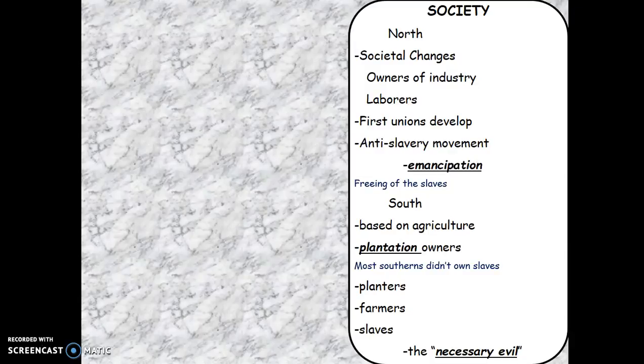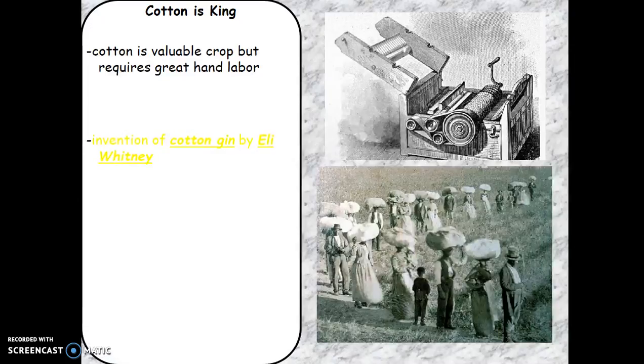Your plantation owners and your planters and your farmers made up the majority, probably 90%, and then slaves were the bottom of the totem pole in the South. Cotton is king. Cotton is a very valuable crop, but requires a great deal of hand labor. What slowed things down was not growing cotton, was not picking cotton. It was taking the seed out of the cotton. This is what slowed the process down.